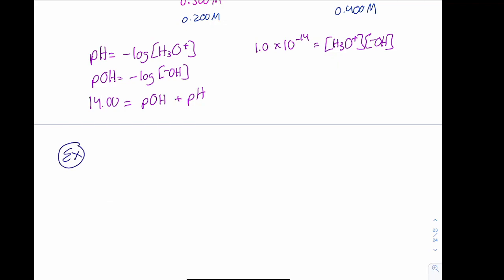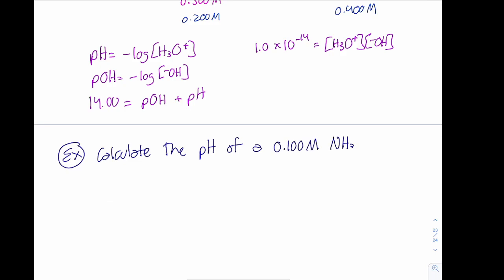So we're going to calculate the pH of a 0.100 molar ammonia solution. And the Kb of ammonia is 1.8 times 10 to the negative fifth.